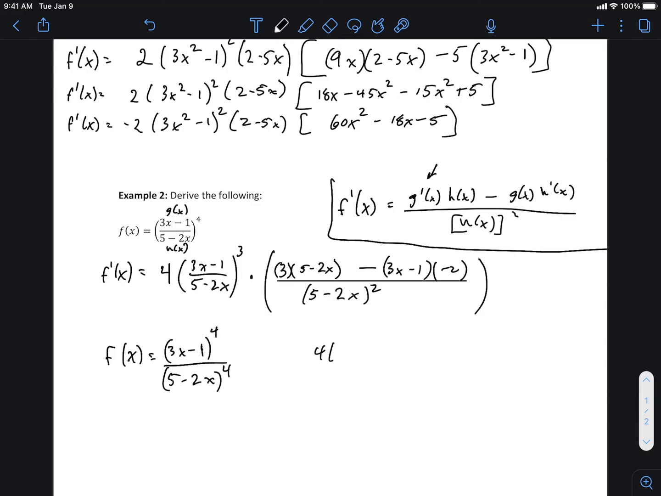Well, it would be 4 times 3x minus 1 cubed times 3, right? Times the original denominator. But I think that's going to be more complicated, right? And don't forget, you've got to subtract that off and keep running with it, right?